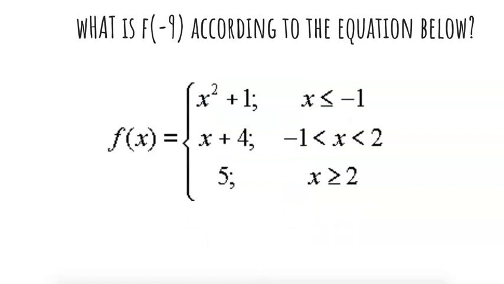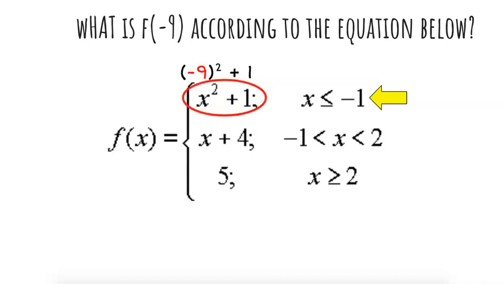Let's look at one last piecewise function. This time we do not have the graph, rather we have the equation instead. What is f of -9 according to the equation below? X equals -9 would fall in this interval because -9 is less than -1. So substitute -9 for x in this equation.